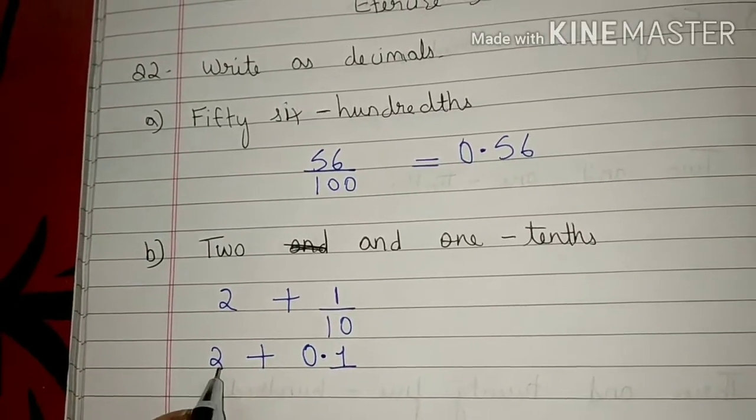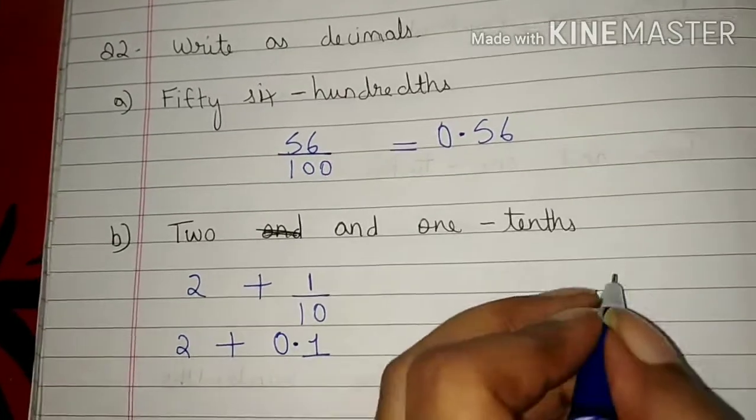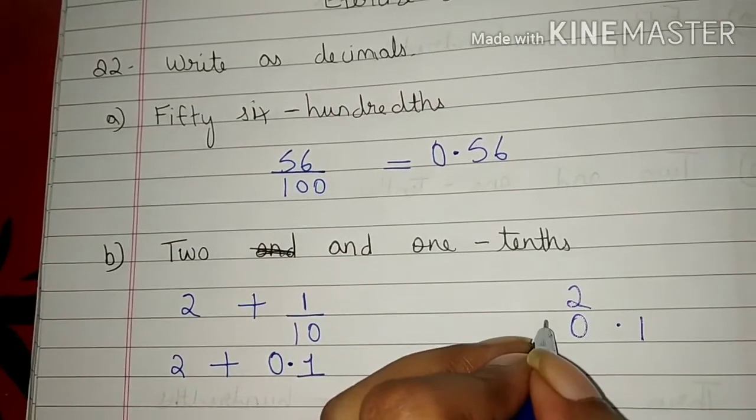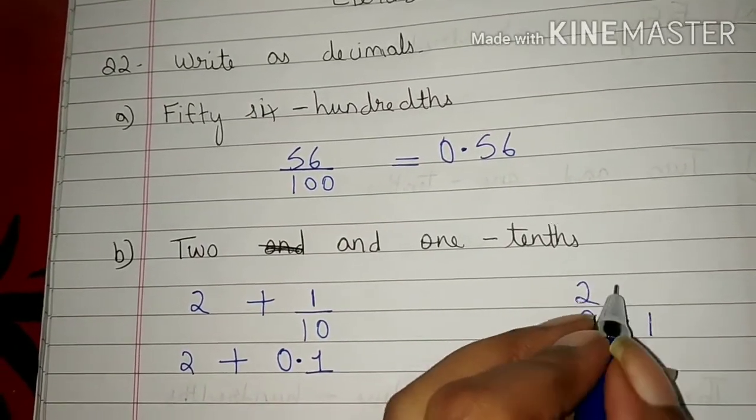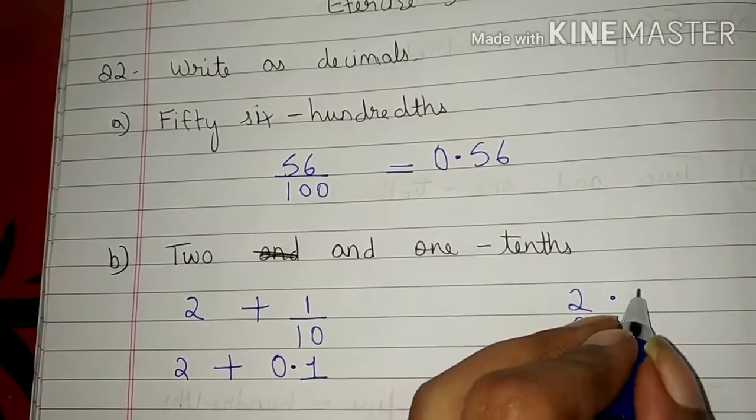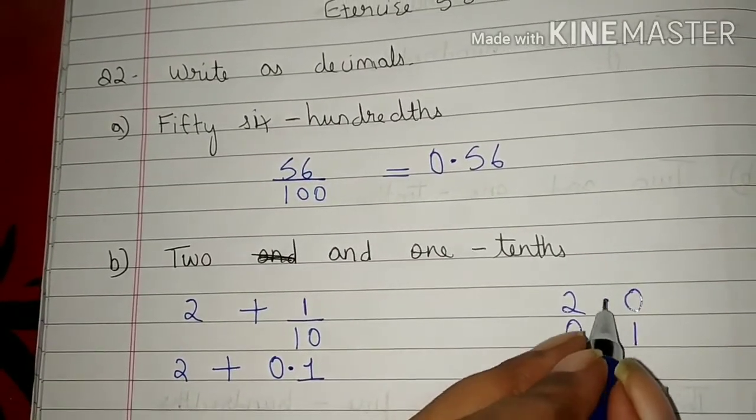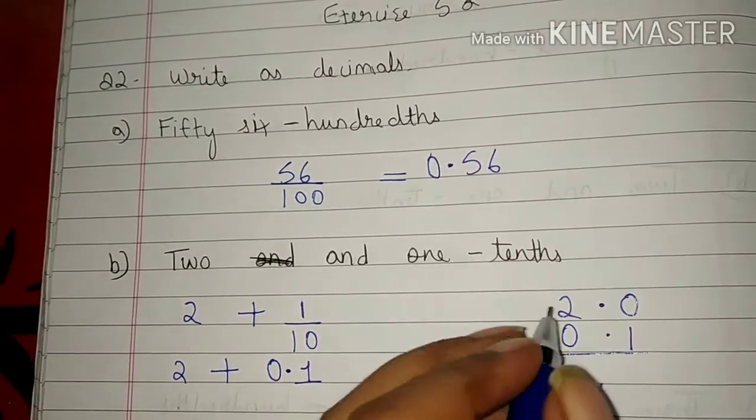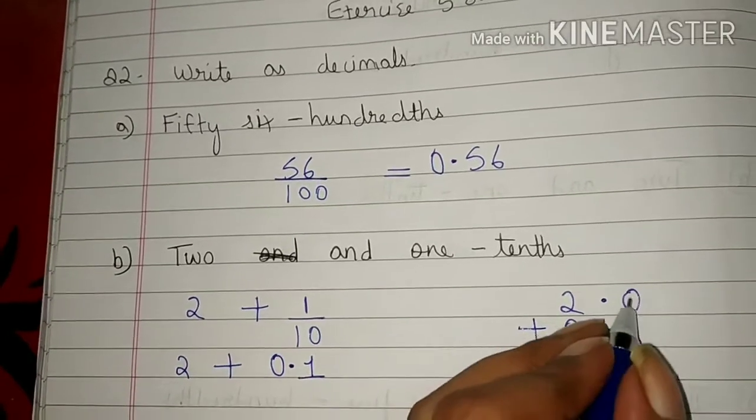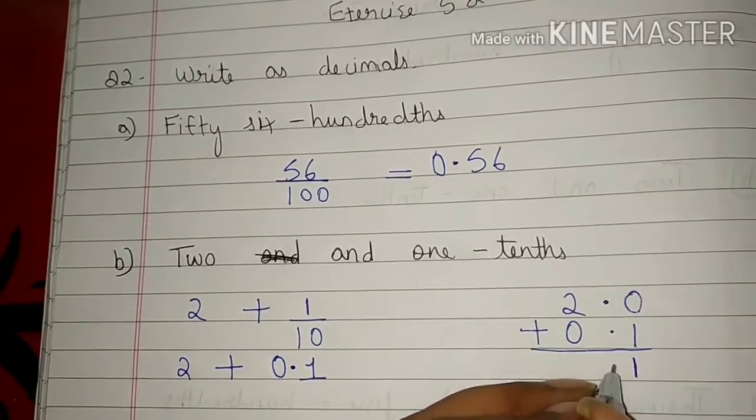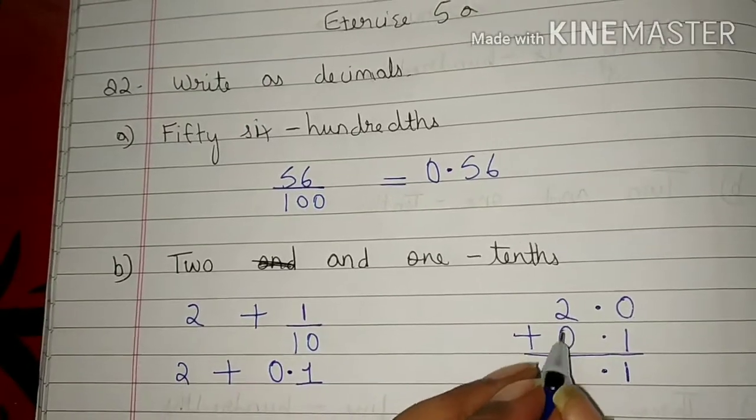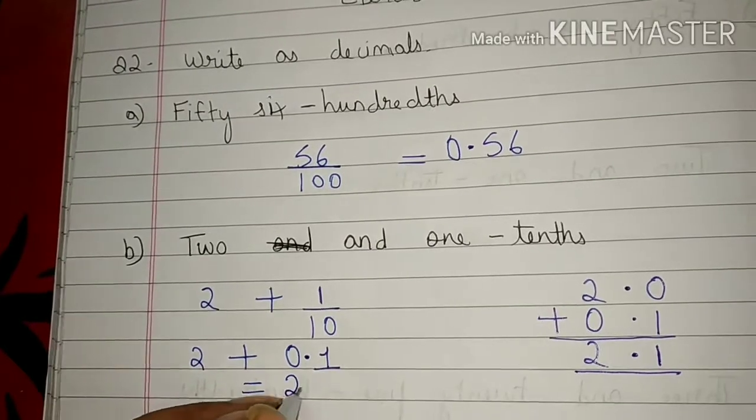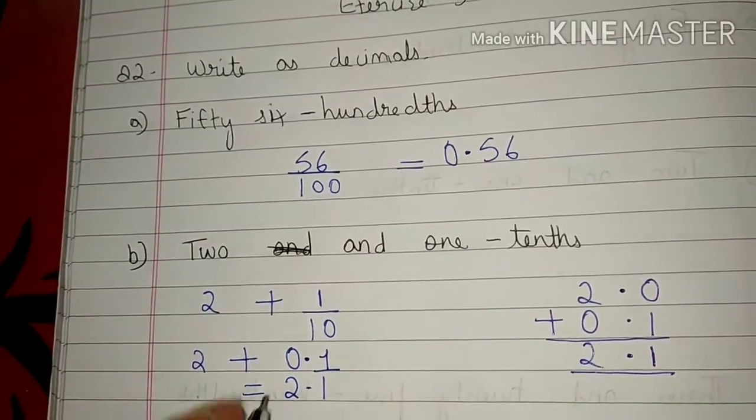Now students, we will add these 2 numbers. So 2, 0.1. To make our calculation easy, we will place a point here and then write 0, because after decimal point there is no value of 0. Now we will add these 2 numbers. 0 plus 1 is equal to 1. Point 2 plus 0 is equal to 2. So students, 2.1. This is your answer.